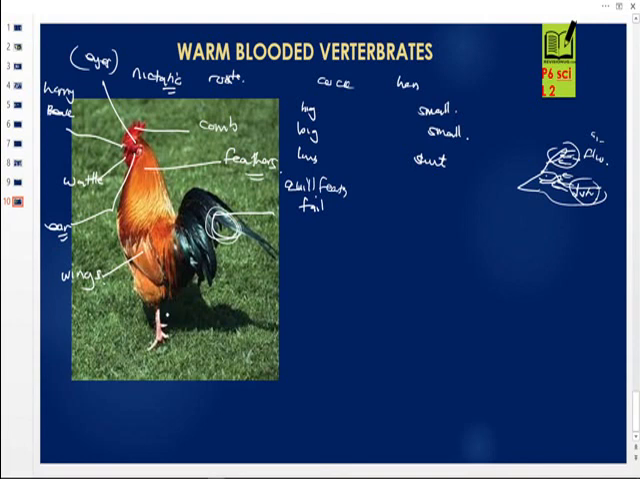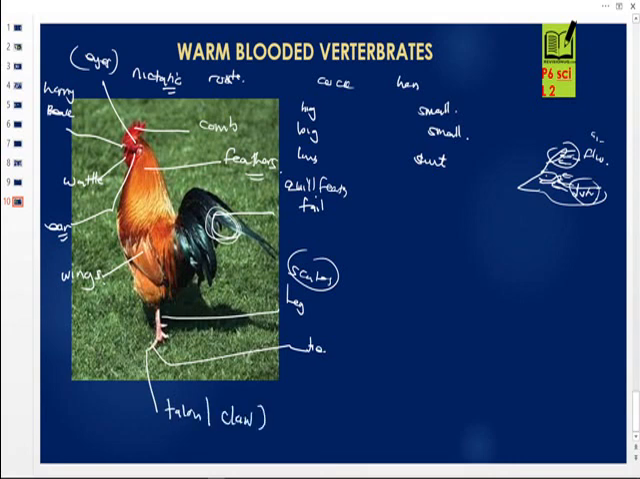Now they have the leg. This one is the leg, and it has two legs. Then these legs are scaly, they have scales on them. Then this one is the toe. Then on the top we have the talon, or the claw. We don't call them fingernails or nails. This one is just the talon or a claw, for scratching, or to grip. To grip means to hold, to scratch or to grip anything.